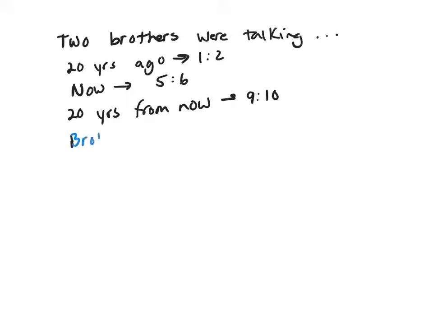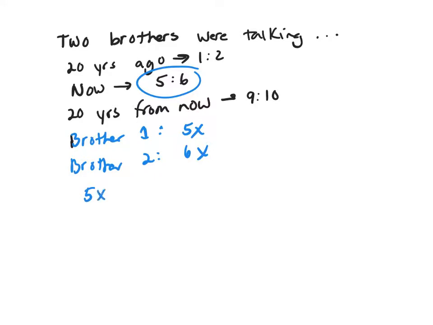So brother 1 is 5, right? Well, let's add the variable in there, 5x. And then brother 2, we're doing current ages, okay? And his is 6x. 5 times the age and 6 times the age. But 20 years ago, that would be 5x minus 20 for brother 1 and 6x minus 20 for brother 2.